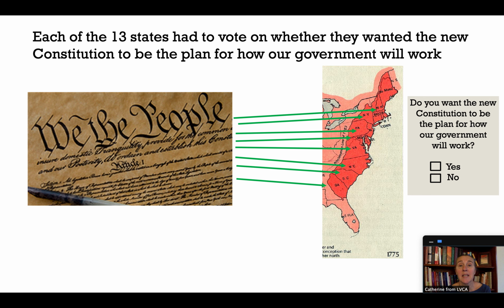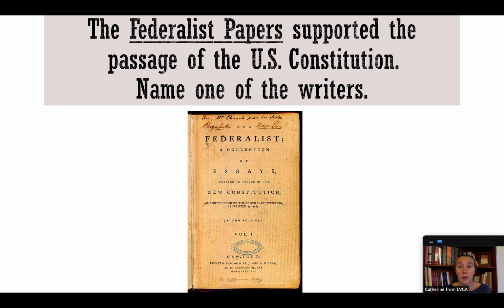Each of the 13 states had to vote on whether they wanted the new Constitution to be the plan for how our government will work. So the Constitution was sent to each of the 13 states, and the people in the government of each state had to vote. Do you want the new Constitution to be the plan for how our government will work? Yes or no? The Federalist Papers supported the passage of the U.S. Constitution. Name one of the writers.